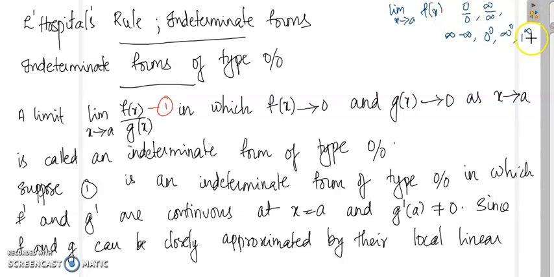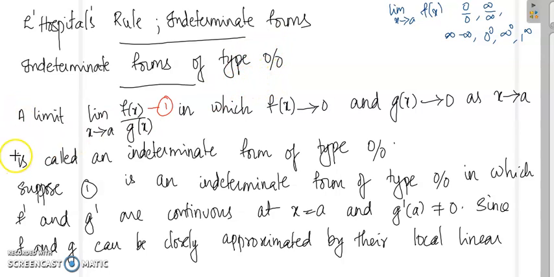So L'Hospital rules work only when you have functions appearing in the indeterminate form, as we take a limit x tends to a. So these are the different types of indeterminate forms. So in each case we will see how to evaluate the limits. So first we'll see the indeterminate forms of type 0 by 0 and how to evaluate the limits.